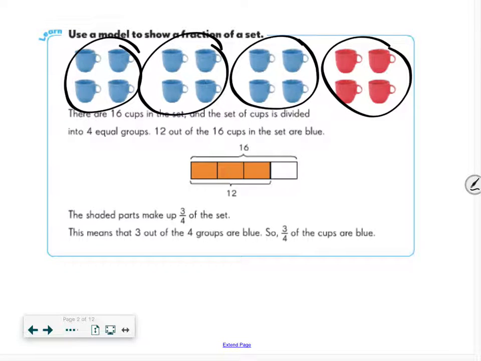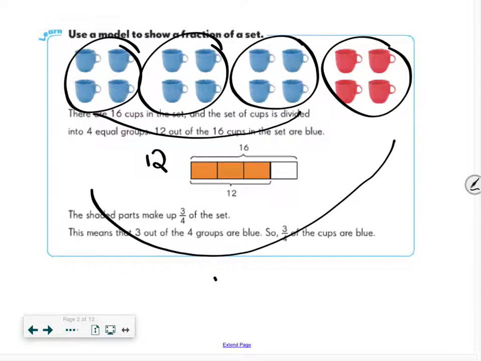And it says 12 out of the 16 cups in the set are blue. So I know that these ones are 12. And they want to know how many are red. Well, if the whole thing's 16 and this part is 12, I know that I can subtract and I can figure out that it's 4. Instead of drawing actual cups, though, what we are going to do is draw bars, okay?